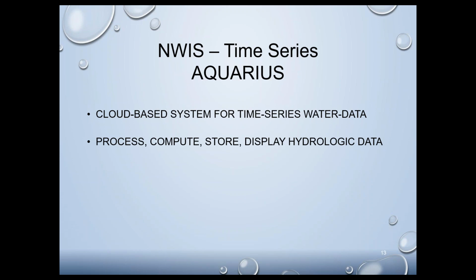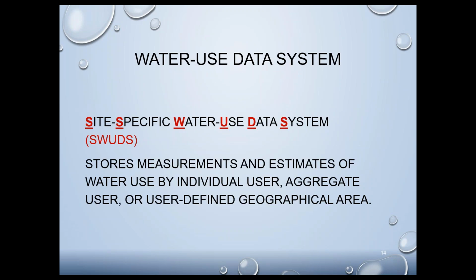One thing I did want to point out is that currently Aquarius is used for time series data. Water level measurements, measuring point, and altitude datum history tables will all be moved to Aquarius in 2020. Okay, I'm going to move on here.